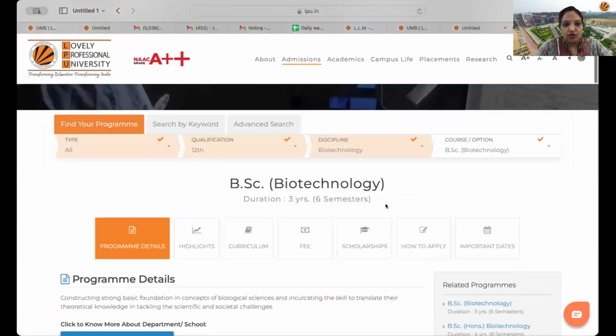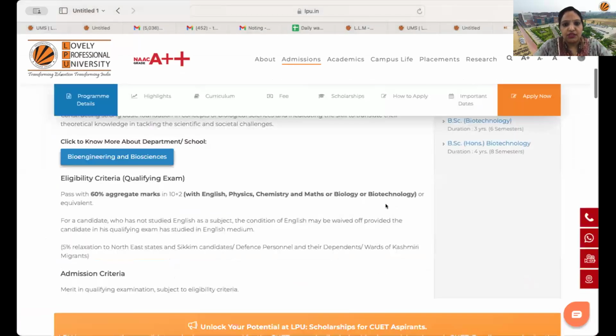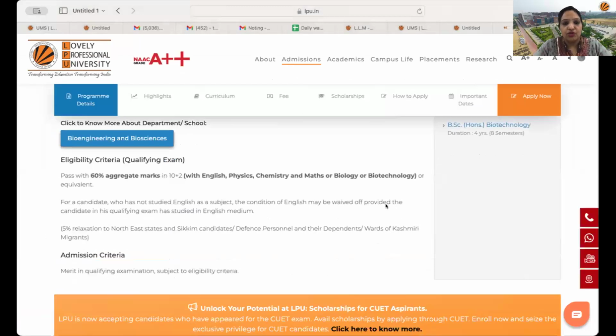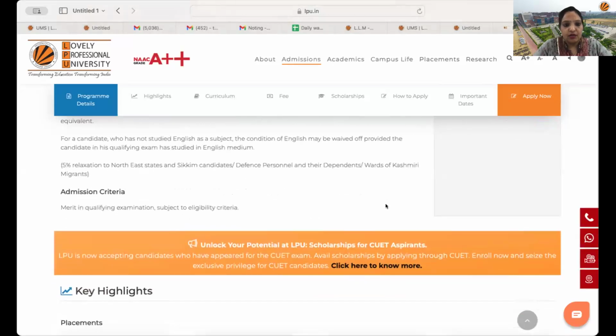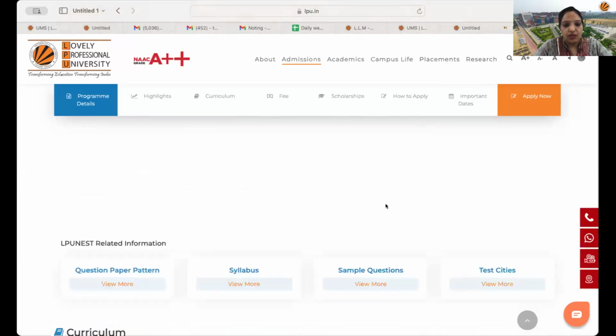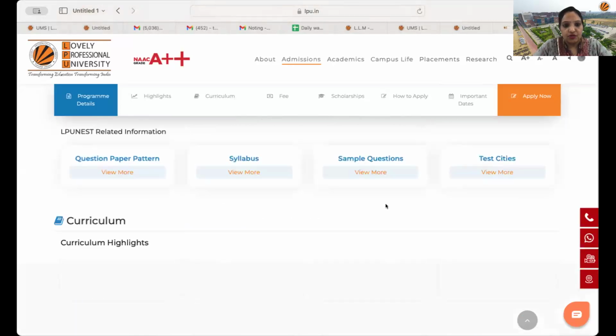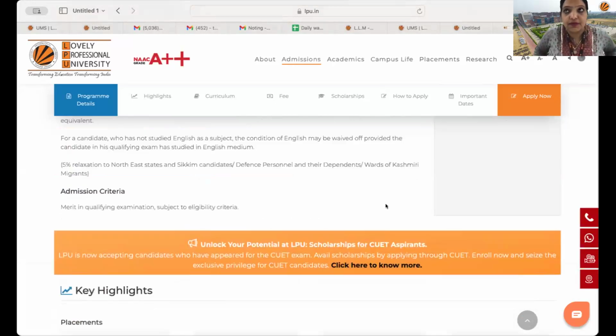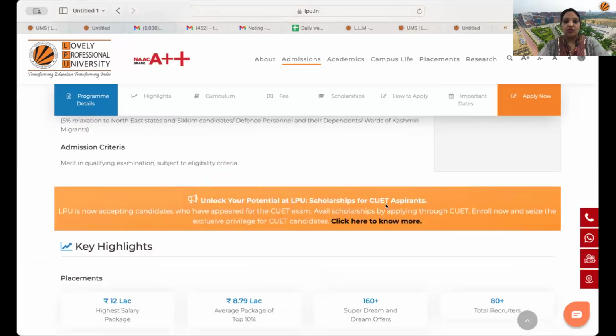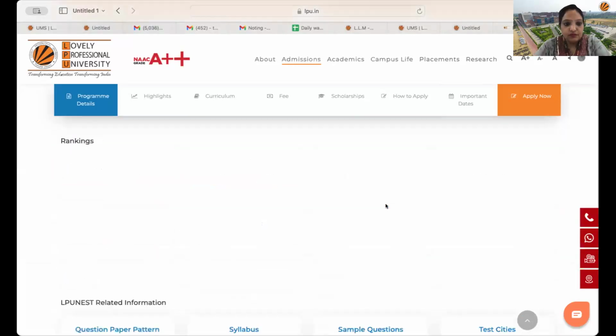Looking at the eligibility for BSc Biotechnology, it is 60% in 10+2 with a combination of English, physics, chemistry, maths, and bio or biotechnology. So the person who is scoring 60% in 10+2 can directly go ahead with admission. Going ahead with the fee structure as well.